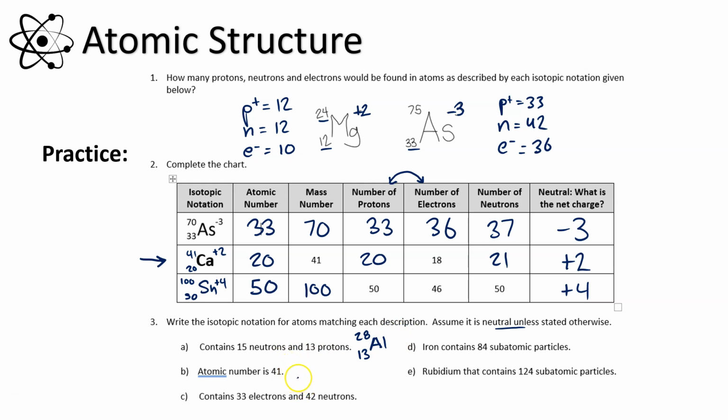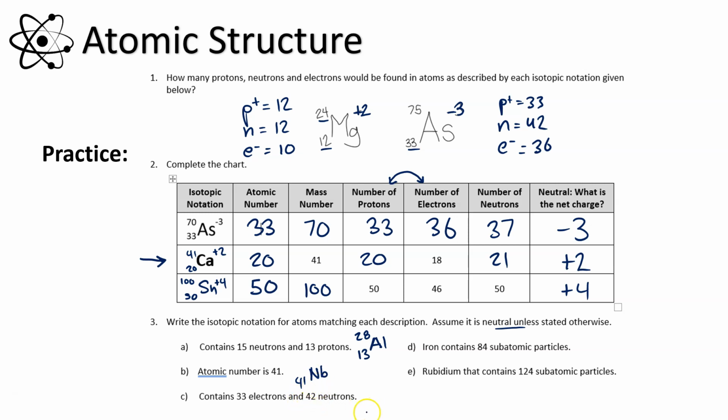In letter B, kind of uniquely, all it says is that the atomic number is 41. You can take that and look up that this element is Nb, but that is the only information we know about this particular atom. It doesn't tell me anything about the neutrons, so I don't know the mass. It doesn't tell me anything about the charge, so I'm going to assume it's neutral. So while this wouldn't be a complete isotopic notation, it is the only isotopic notation we can be sure about for this particular atom.